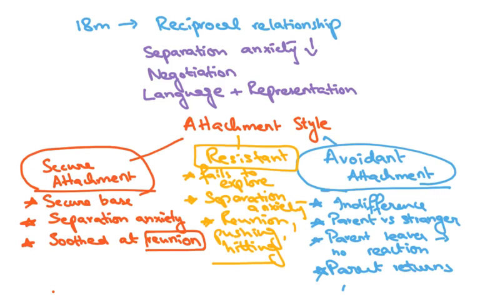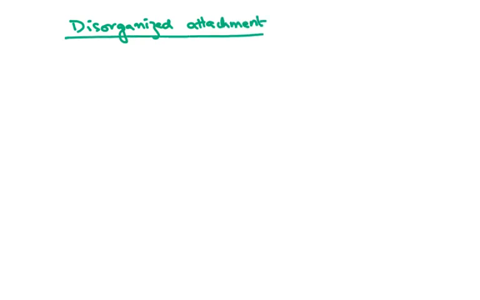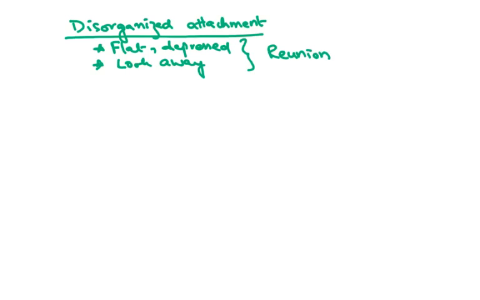Now, there is this fourth category as well, which is termed disorganized attachment. And this basically is the most insecure form of attachment that there is. In this, children show a confused set of behaviors. They might not greet the parent at all upon reunion, or they might have a very flat, depressed expression upon seeing the parent, or they might look away and not look at the parent at reunion. So this is really the most insecure style of attachment, a set of very confused behaviors that children display, and it is the least common style of attachment that you see.